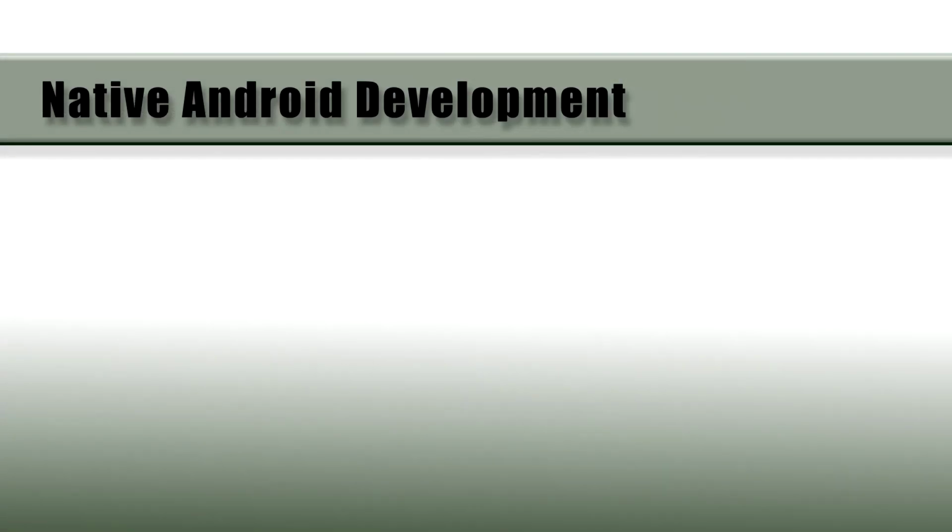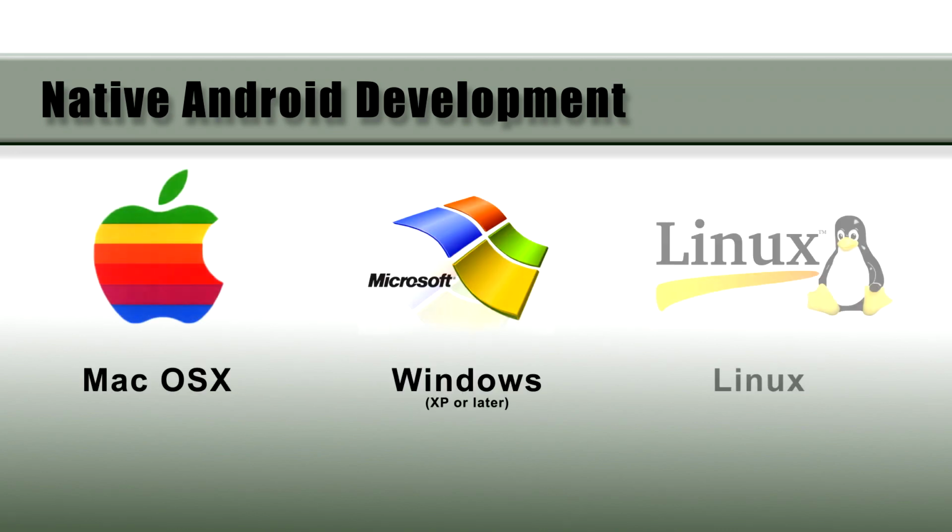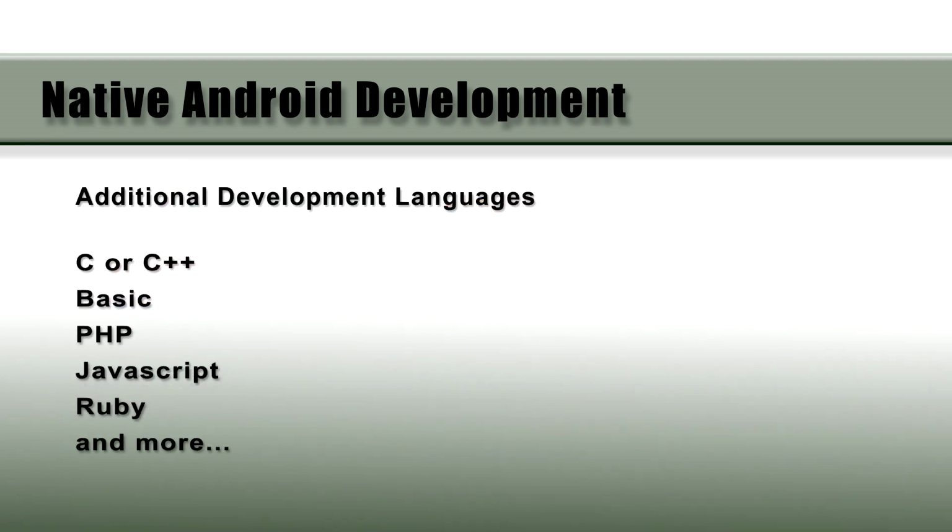Furthermore, the Android SDK supports development on a variety of platforms including Mac OS X 10.5.8 or later, Windows XP or later, and Linux. Now, tools, add-ons and plugins are also available that allow developers to develop in a variety of languages, not just Java, things such as C, C++ or even BASIC.